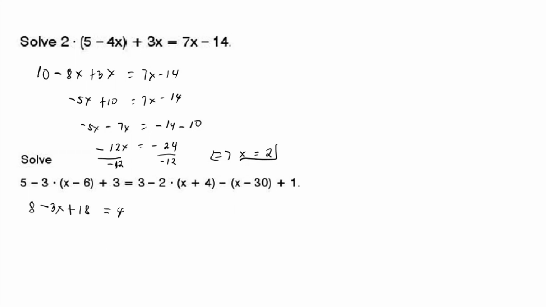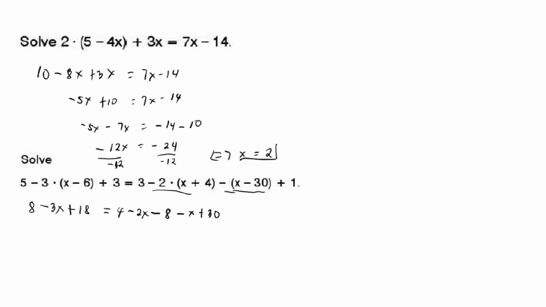Then this one we will be using distributive property, as well as this, we're gonna use distributive property. So we can have negative 2 times x plus 4 equals negative 2x. Negative 2 times 4 is negative 8. And this one, we have just changed the sign because the sign is negative. So we have negative x, positive 30. No need to write 1 because I already added 3 and 1.